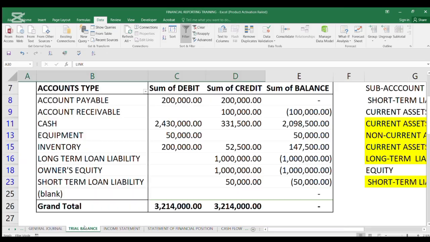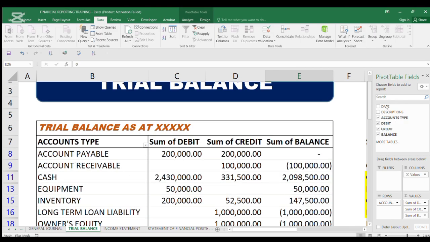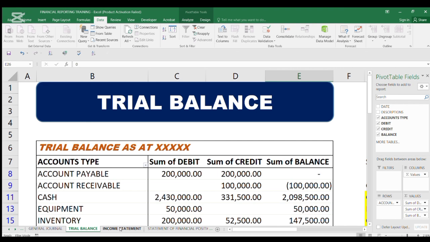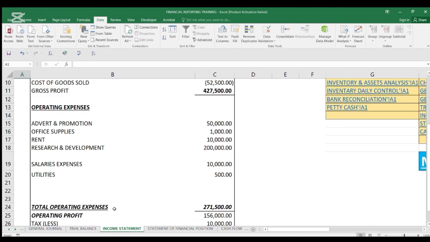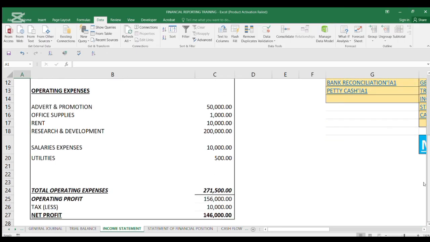So let's start from the trial balance. Look at the trial balance. This is the trial balance: 3,214,000, 3,214,000. You see, 3,214,000, 3 million. That means the trial balance, there is no issue. You can see this is a trial balance. Then we go to the income statement. Look at our income statement. This is the income statement. Look at the net profit, which is 146,000 US dollars. All right, at the end of the period.